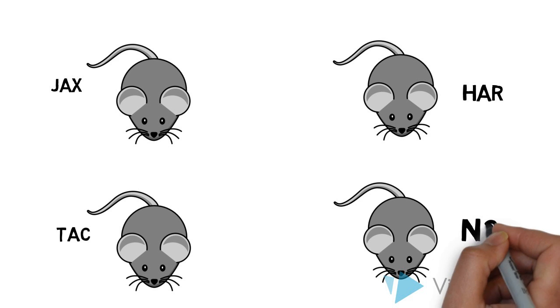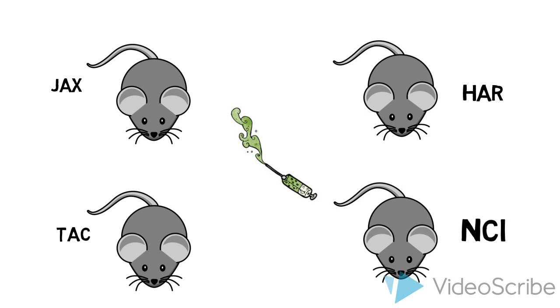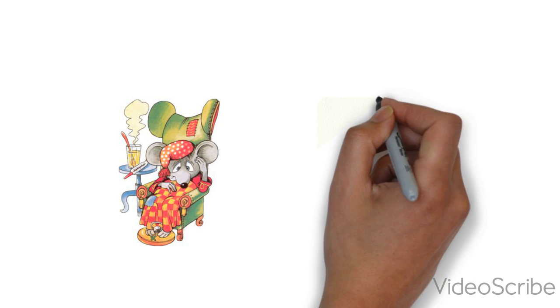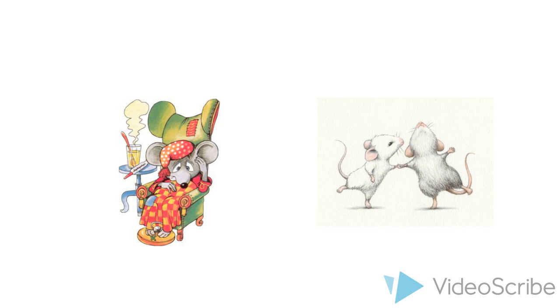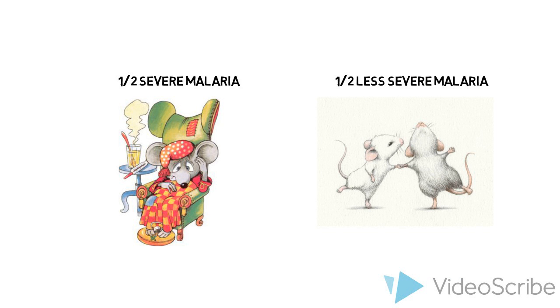Villarino and colleagues then infected each of these groups with multiple species of Plasmodium parasites, P. yoelii, P. chabaudi, and P. berghei. Once infected, researchers tracked their progression and noticed that half of the mice developed severe malaria and even experienced death, while the other half developed less severe malaria without any death.